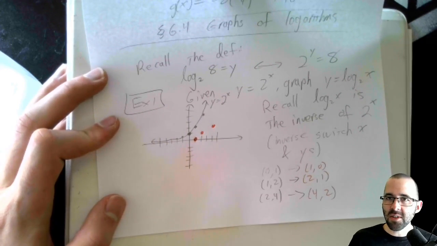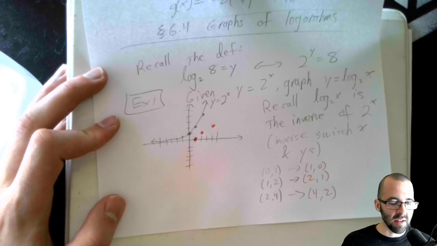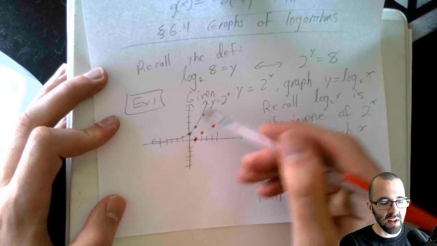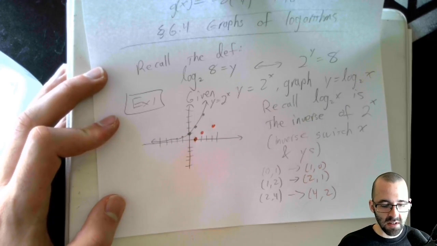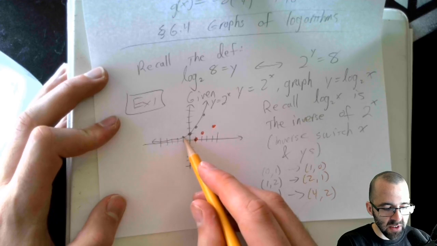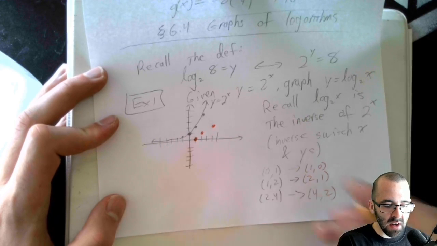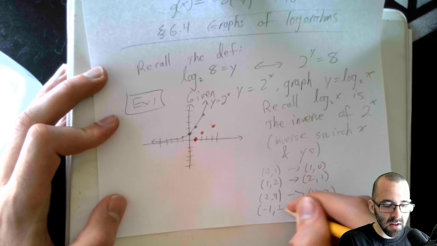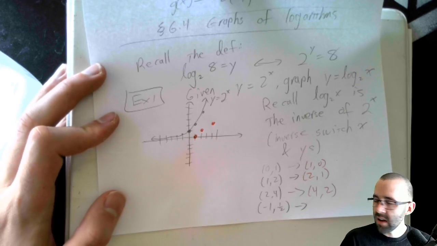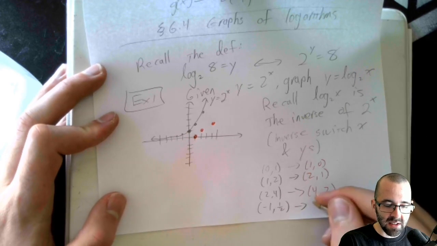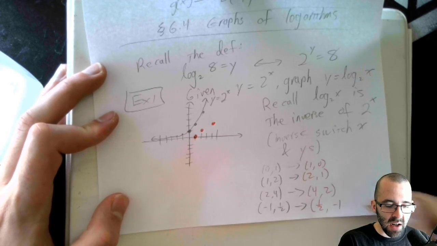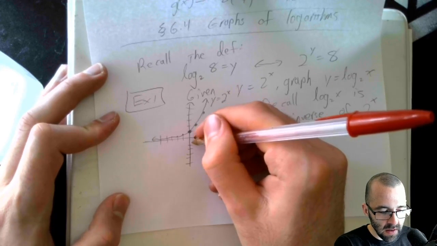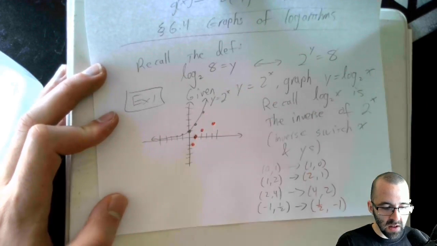You can graph every single logarithmic equation this way, by just starting with the function and then graphing the inverse. Let's do one more point. Let's do a point over here. This is negative 1, 1/2. We switch the x's and the y's here, and this becomes 1/2, negative 1. Like so.